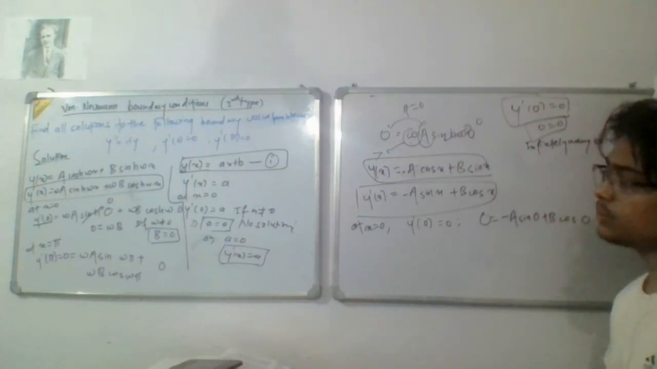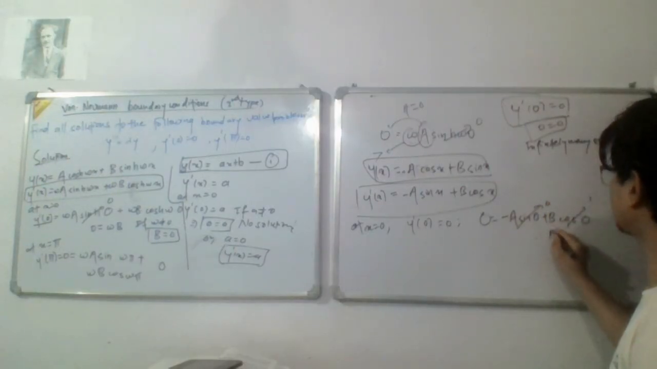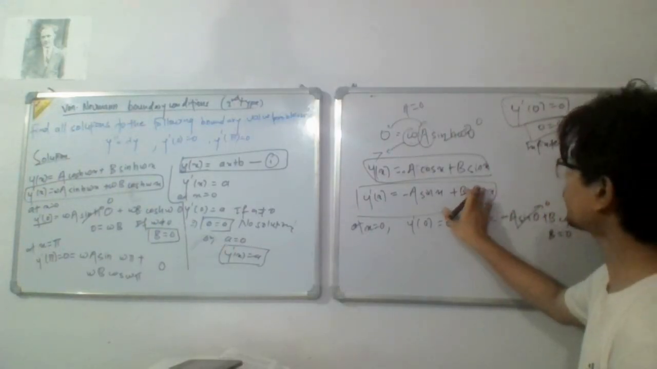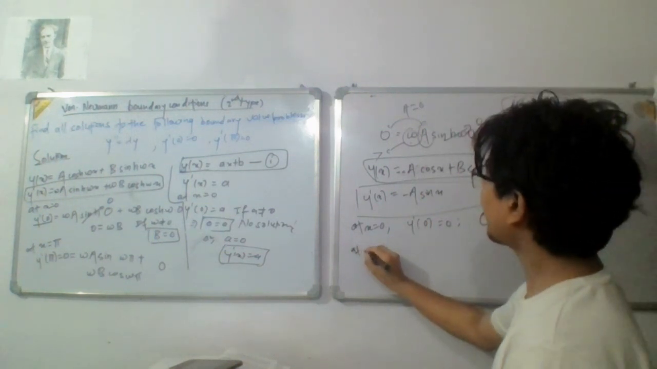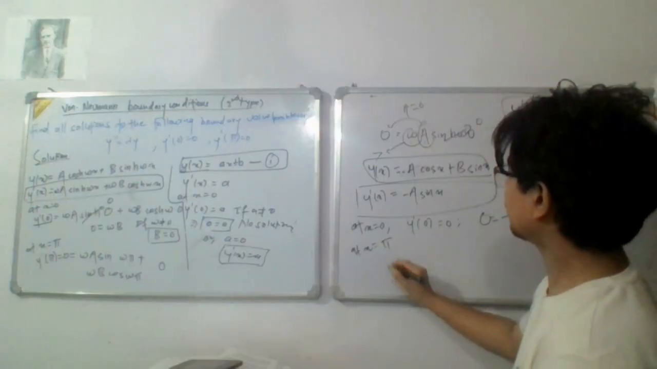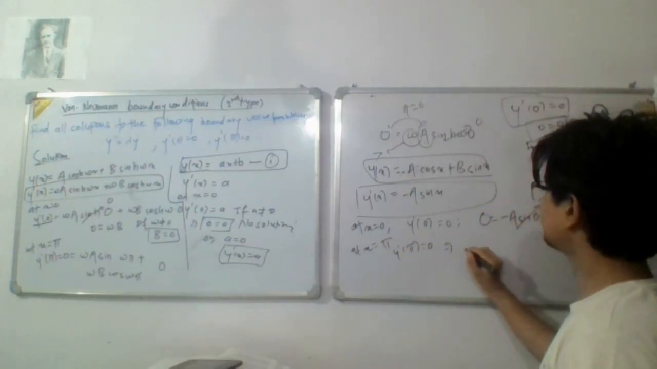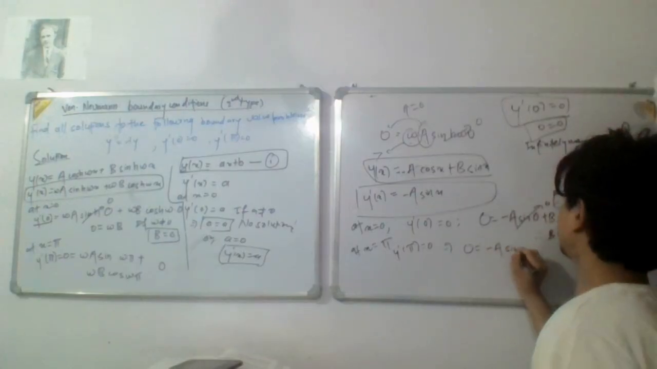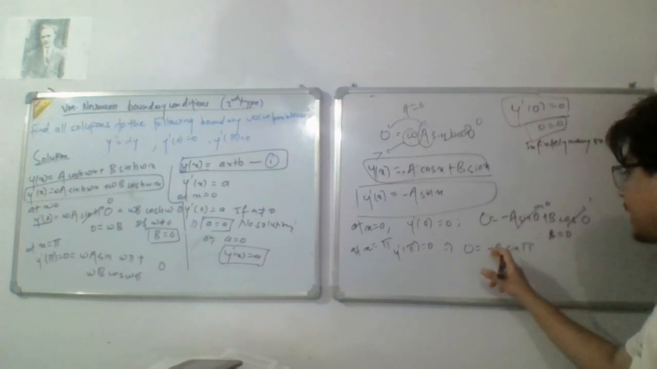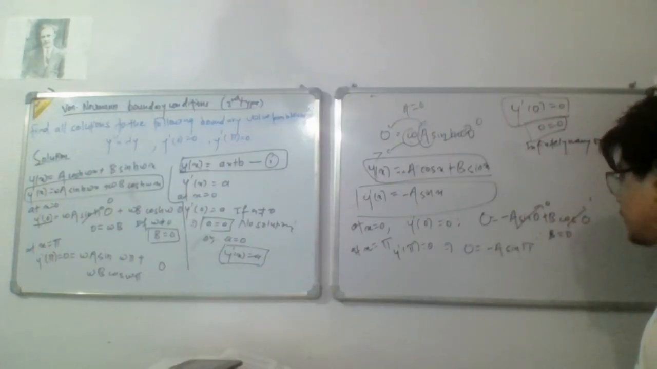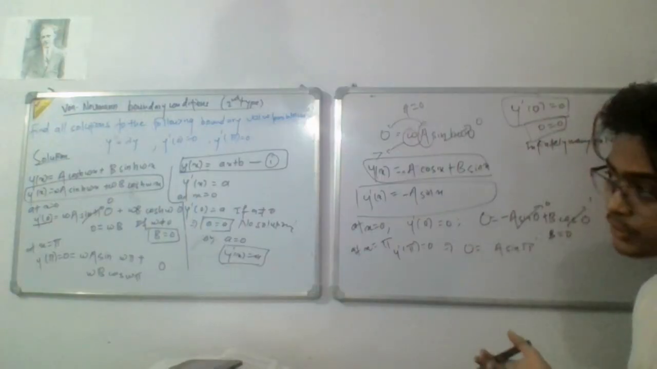Now what is sin 0? Sin 0 is 0, cos 0 is 1. That means b equals 0. If I substitute b equals 0, we get this. Now at x equals pi, the thing is 0, so y'(pi) is 0. It means 0 equals minus a sine of pi. We can remove this minus sign, since minus 0 and 0 are the same thing.